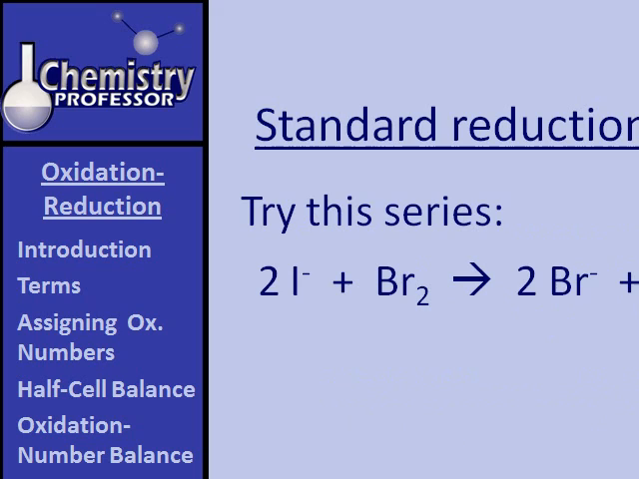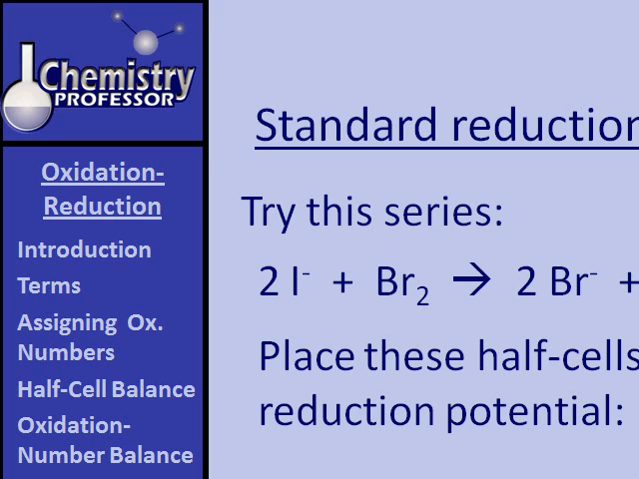Try this series. We have iodide ion reacting with bromine, producing bromide ion plus iodine. That's what we observe. That's the reaction that occurs. Now there are two half cells involved. Let's put them in order of reduction potential. Here they are. Iodine gains 2 electrons, producing the iodide ion. Bromine gains 2 electrons, producing the bromide ion. Now which one is going to gain the electrons? Well, you look at the reaction and you say, the bromine is going to gain the electrons. Sure, the bromine has the greater reduction potential. So it belongs on top.